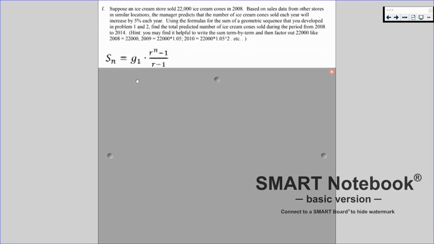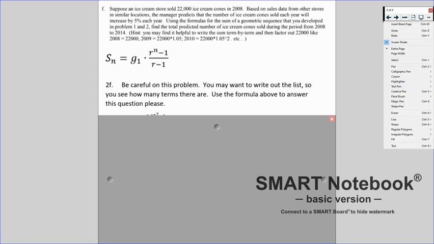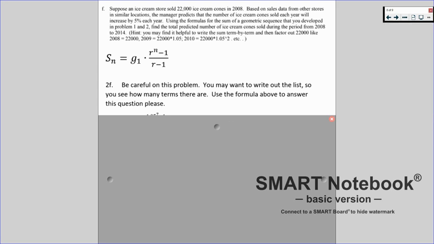All right, so here's my first term, and that's going to be in 2008, and I want to keep finding terms up through 2014. So this one's a little bit tricky because we need to use our formula. We know what the first term is. We've got to think about what's the r and what's the n. So here, I said you might want to write out the list so you see exactly how many terms there are. So we don't actually have to write out the numbers, but just think about how many terms am I going to have?